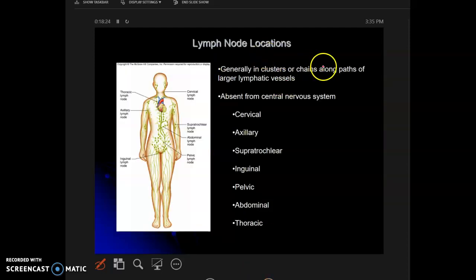Now the lymph node locations are along the path of the lymphatic vessels, but note, absent in the central nervous system. So yes, they're found in the cervical, axillary, supratrochlear, inguinal, pelvic, abdominal, and thoracic regions. All right, but absent in the central nervous system. You can see the locations of the lymph nodes.